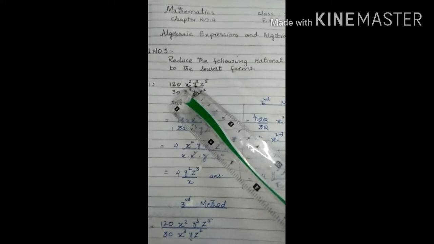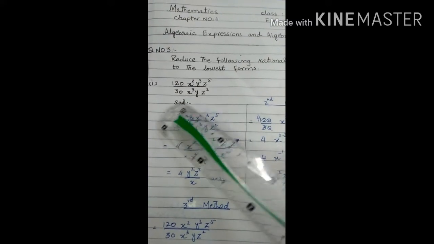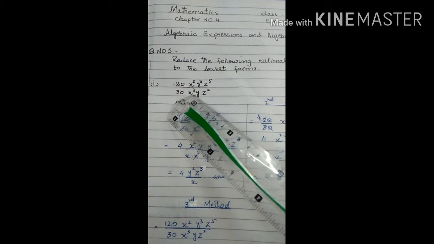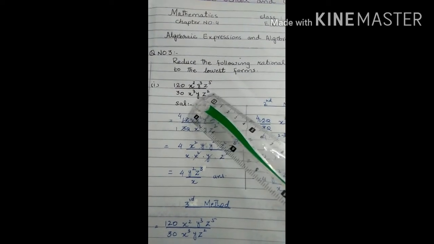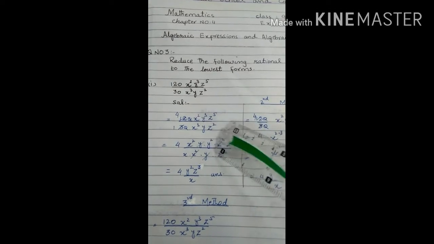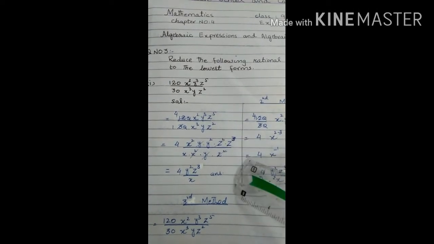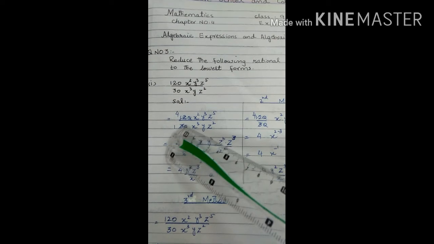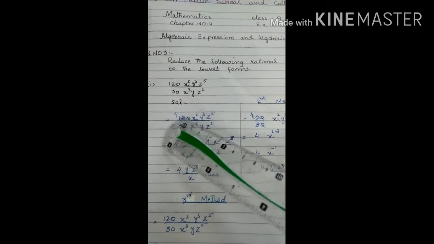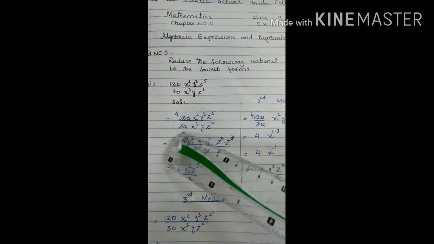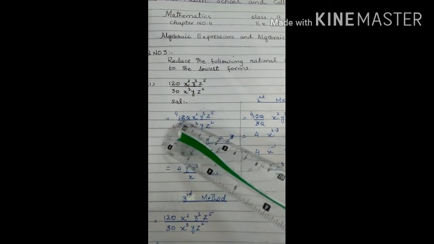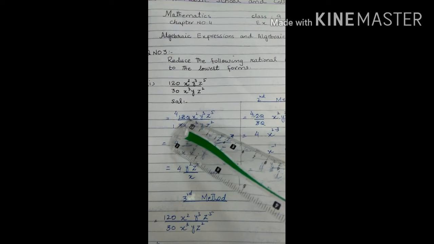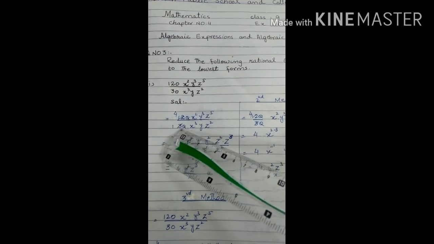120 x square y cube z5 over 30 x cube y z square in its lowest form. We are going to solve this question in three different methods. The first method is that first of all reduce 120 over 30 in its lowest form by dividing 30 and 120. 0 cancels by 0 and 12 divided by 3 is 4.